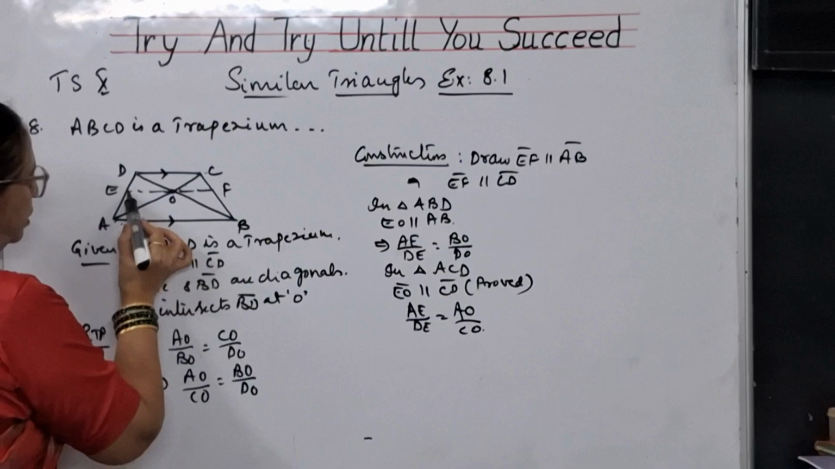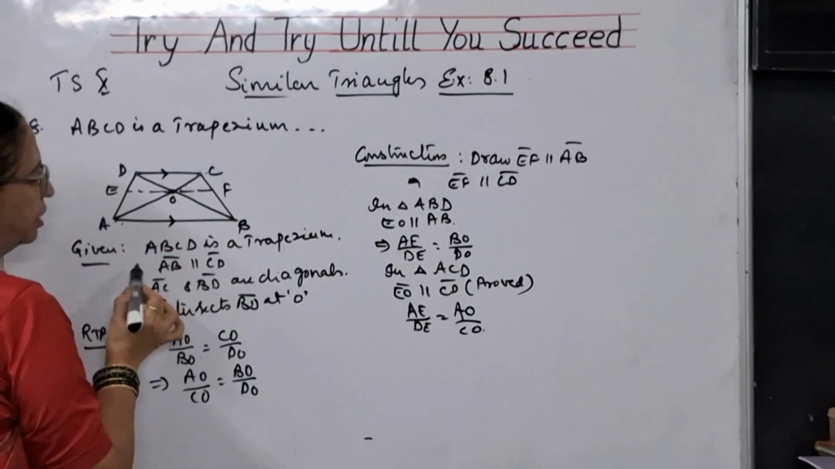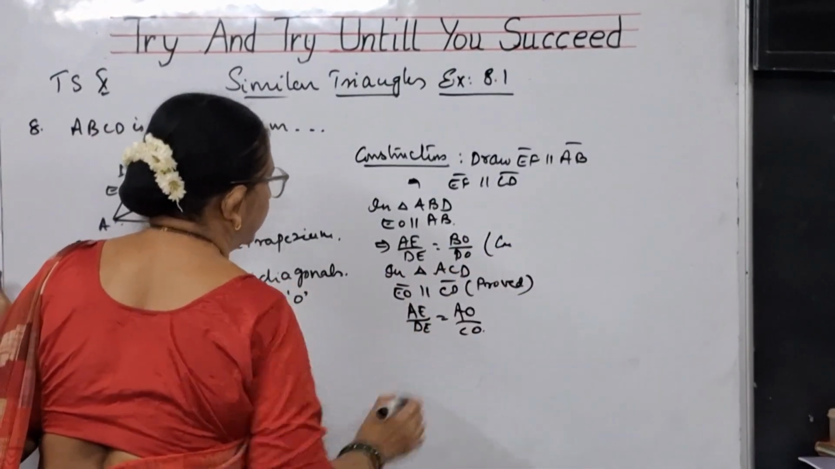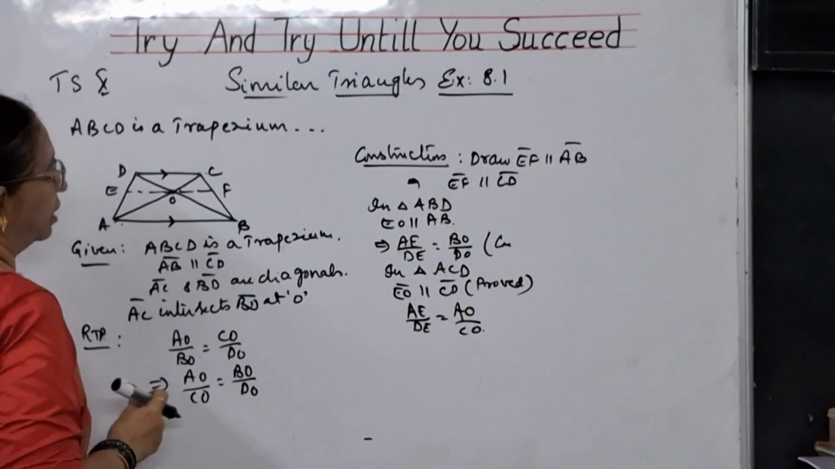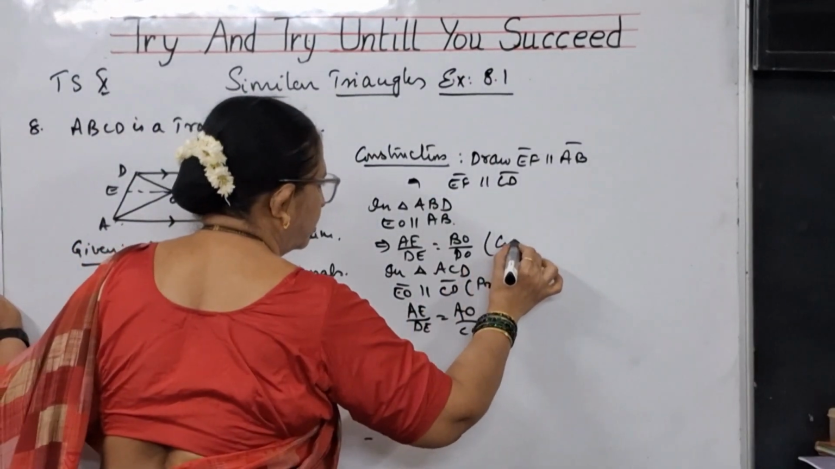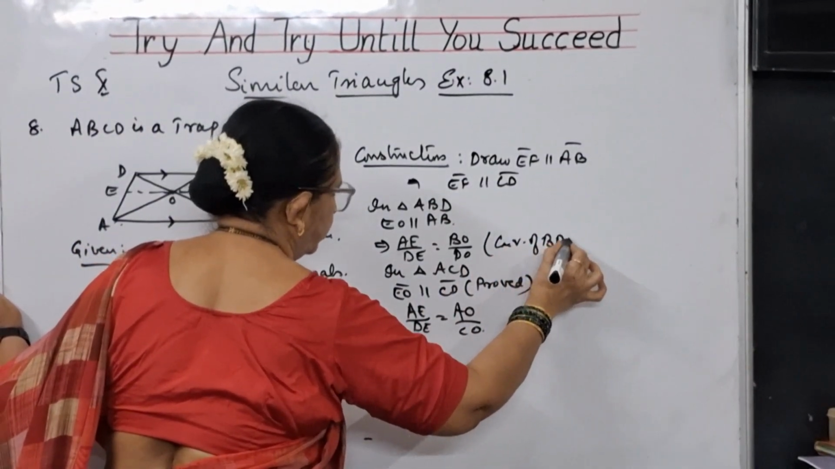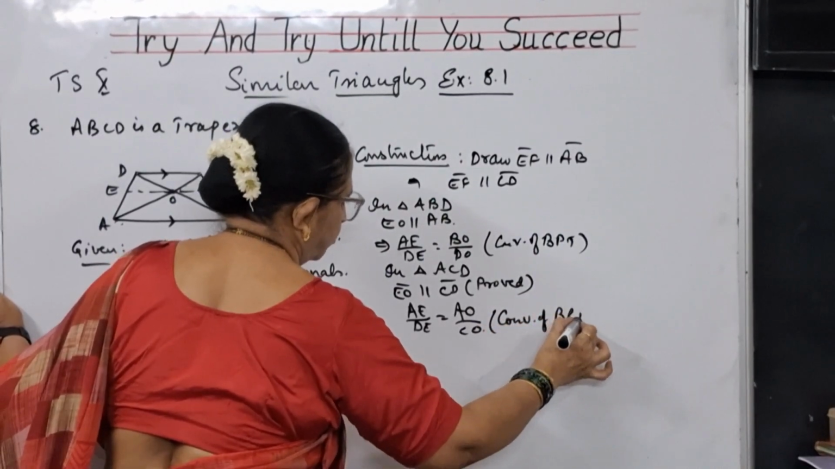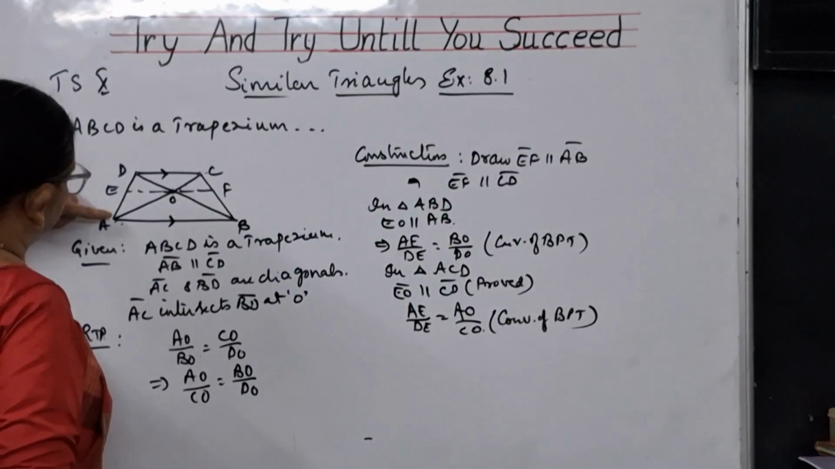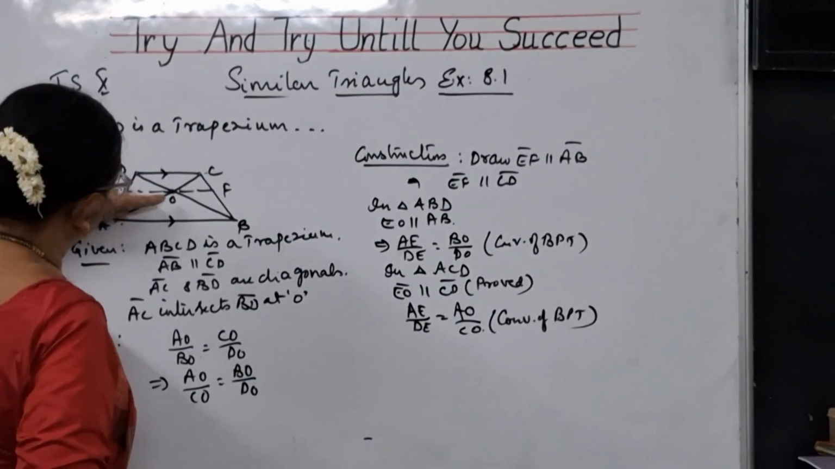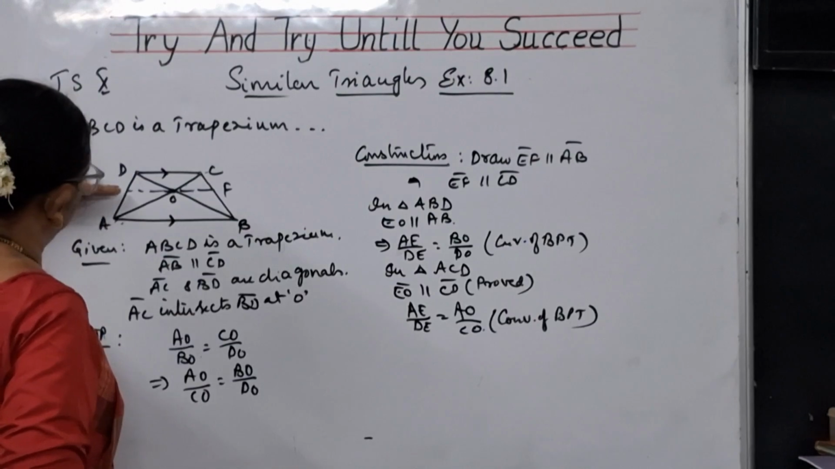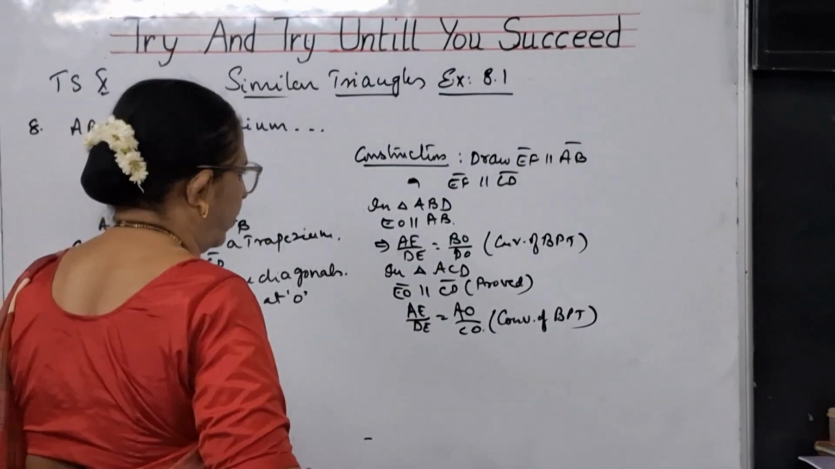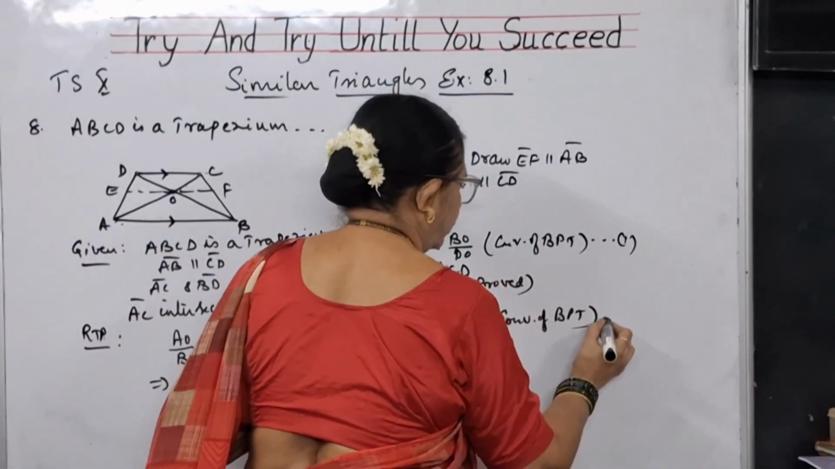In this triangle ACD, this is parallel to this. So what you can say, this is basing on what? Converse of BPT. If a line is drawn parallel to one side of a triangle, it divides other two sides in the equal ratio. Converse of BPT is the reason. Here also, basing on converse of BPT, we are talking about ACD, and EO is parallel to CD. So AE by DE is equal to AO by OC. So this is first equation.